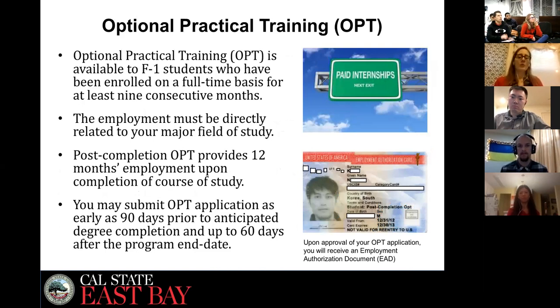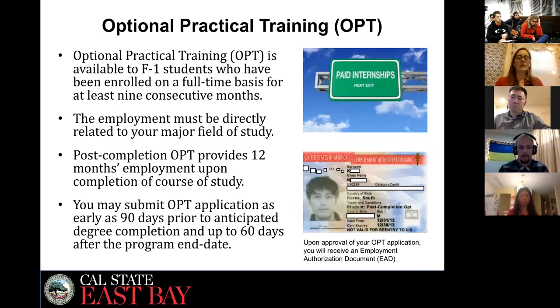So optional practical training is also a benefit of the F1 student visa. Students who've been enrolled on a full-time basis for at least 9 consecutive months or at least 1 academic year are eligible to apply. Again, the employment must be directly related to your major field of study. Most students decide to do what's called post-completion OPT. So you could do pre-completion or you could do post-completion. Most students do post-completion because it ends up basically adding a year to your time in the US because it's a 12 months employment option upon completion of the course of study.